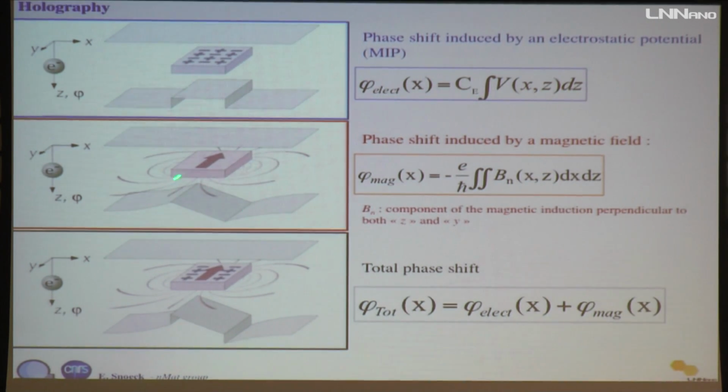Regarding the phase shift induced by the magnetic field, the electron is sensitive only to the component of the magnetic field which is perpendicular to the propagation direction, okay? You can think of it as similar to the Lorentz force, okay? You have electrons, and then you have a magnetic field, and the Lorentz force only acts on the electrons with the component of the magnetic field which is perpendicular to the displacement.